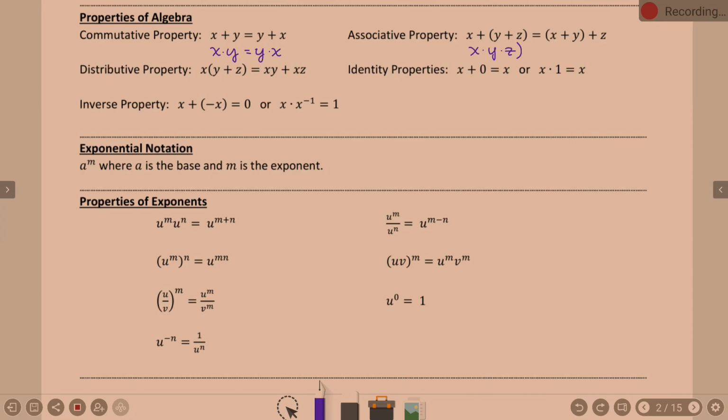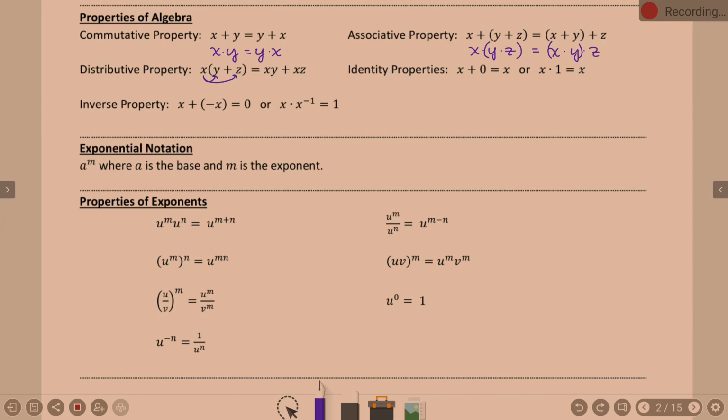X times y times z, you could have parentheses around the yz. X times y times z, parentheses around the xy. So there's associative property of addition or multiplication. Distributive property. Old news? What's the distributive property doing? It's taking something that is either out front of a parenthesis or it could be out back of a parenthesis and it's distributing it into the pieces being added or subtracted in the parentheses, right? So that's your distributive property.